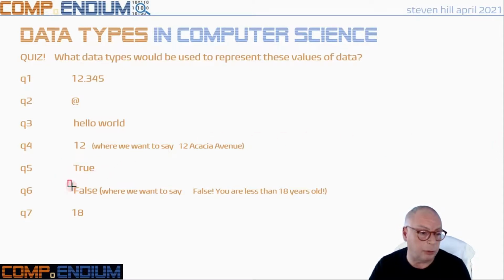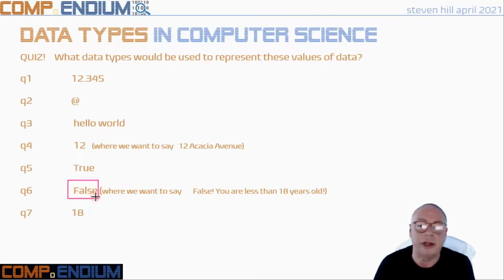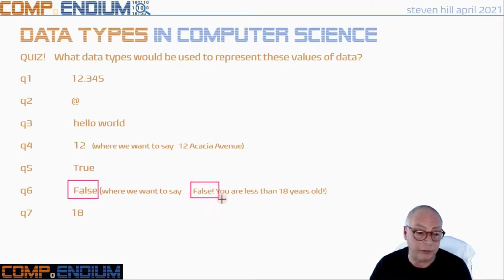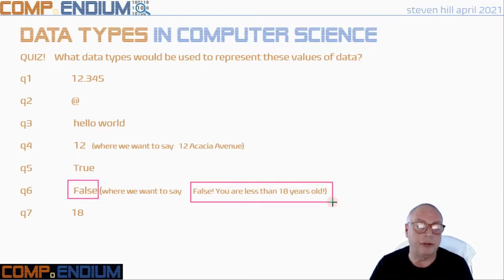So I've asked you what false is. So when you first look at that, you think, oh, that's got to be a Boolean because it's the opposite of true. So it must be a Boolean data type. But I've given you a bit of extra context. What I've said is I want to use false in the context of a text. Okay, I want to be able to say false, exclamation mark, you are less than 18 years old. Now, if I was using false in the context of a larger item of text, then it's got to be a string data type, because the string data type is one of the two that we use to represent text.